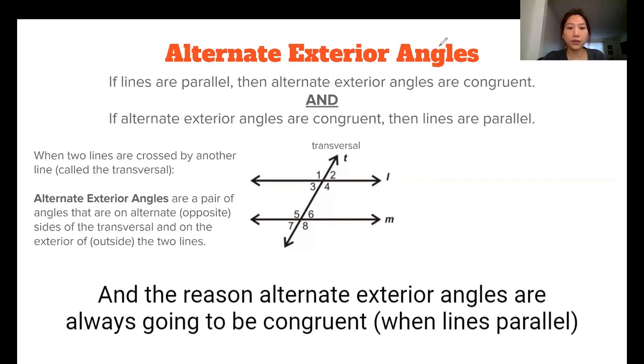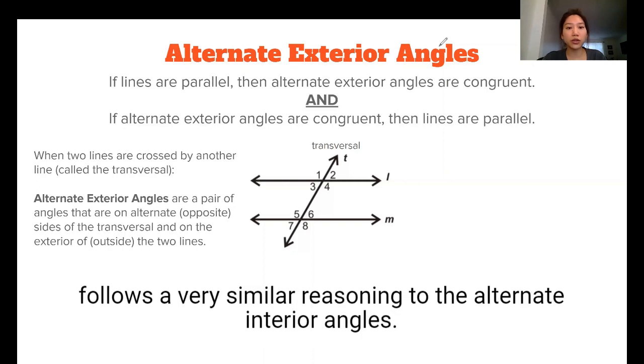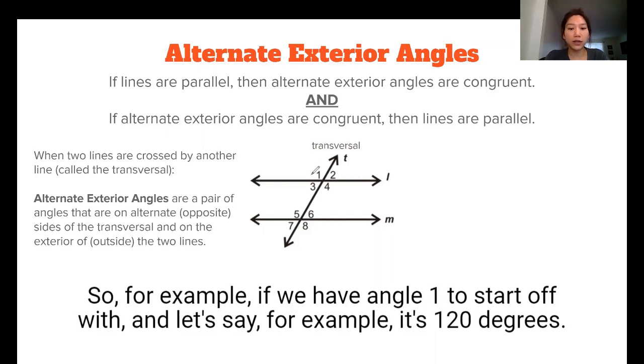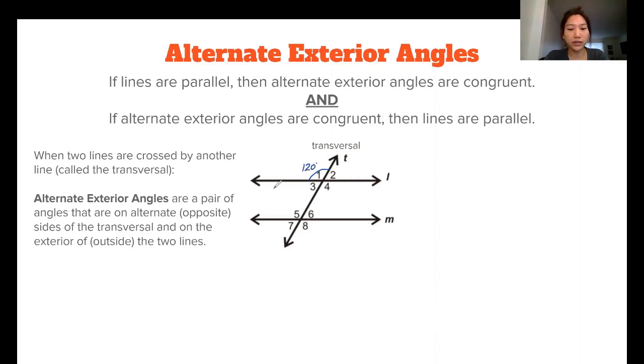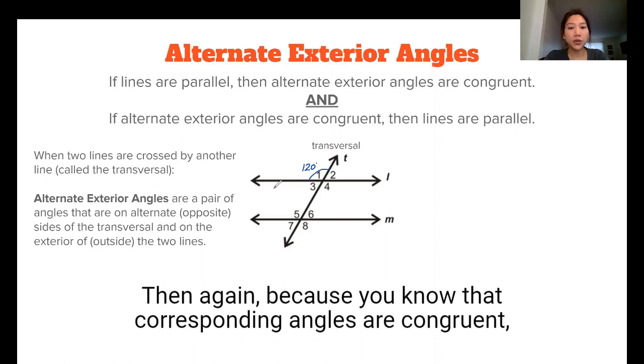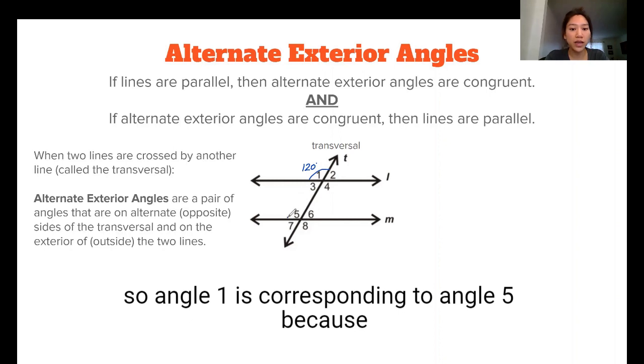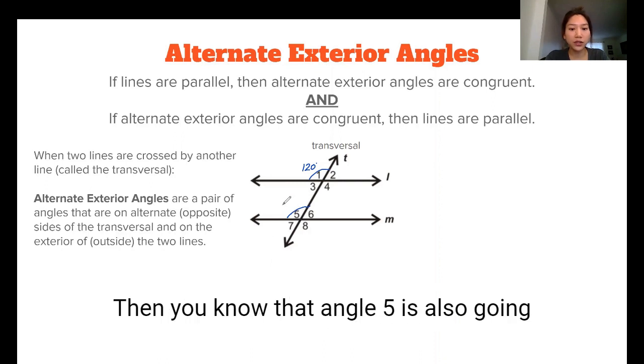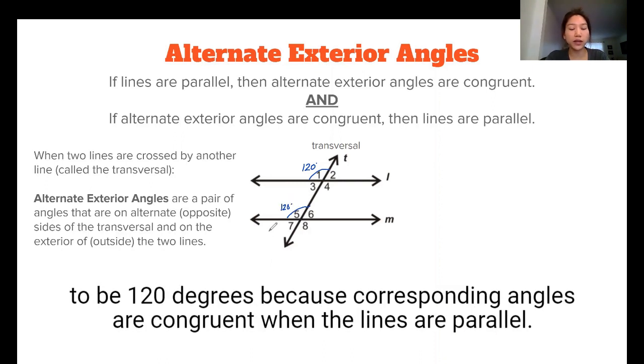And the reason alternate exterior angles are always going to be congruent follows a very similar reasoning to the alternate interior angles, but let's talk about it again just in case. So for example, if we have angle 1 to start off with, and let's say for example, it's 120 degrees. Okay, then again, because you know that corresponding angles are congruent, so angle 1 is corresponding to angle 5 because they have the same relationship to the two lines and the transversal, then you know that angle 5 is also going to be 120 degrees because corresponding angles are congruent when the lines are parallel.